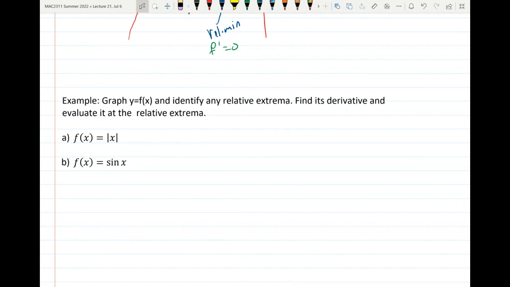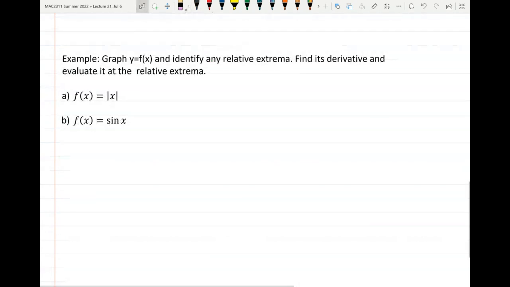Here I have two functions. We know how to graph these functions. Let's find the relative extrema that they have, and then let's find the derivative and evaluate it and see what we get. What are we expecting to obtain? According to our discussion above, we're expecting to get a 0. Let's see if this is always the case. All right, so, solution.